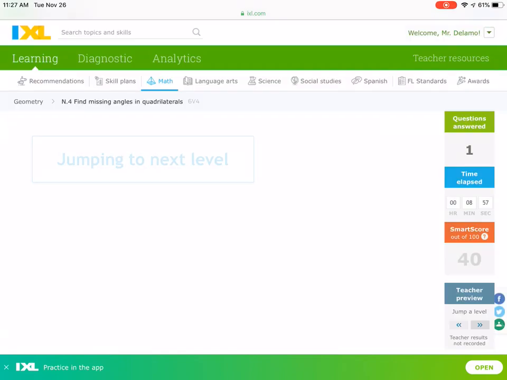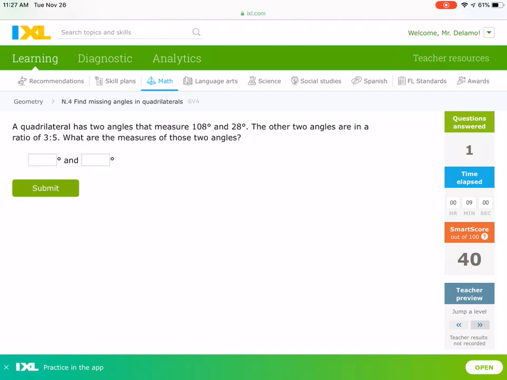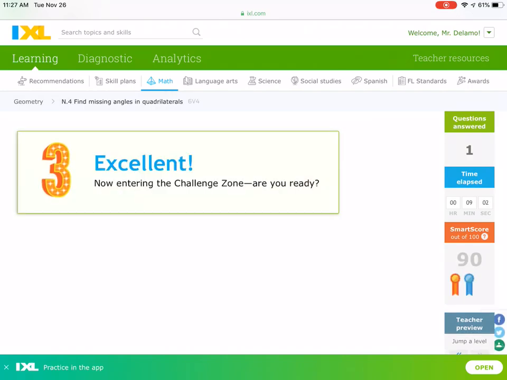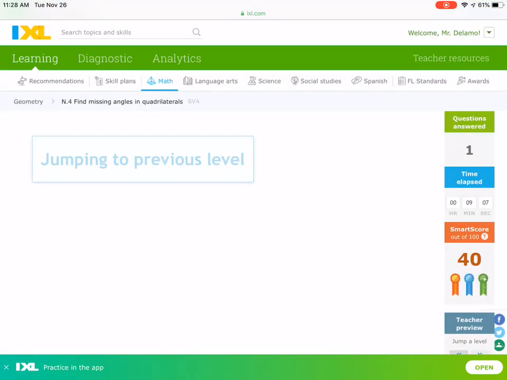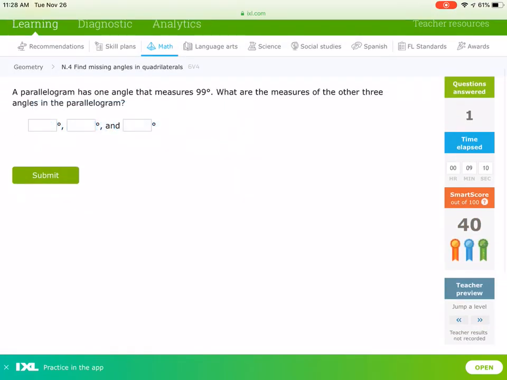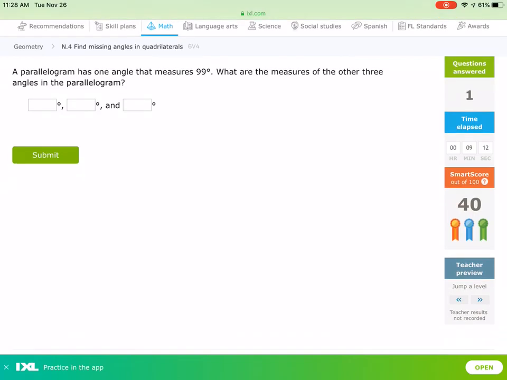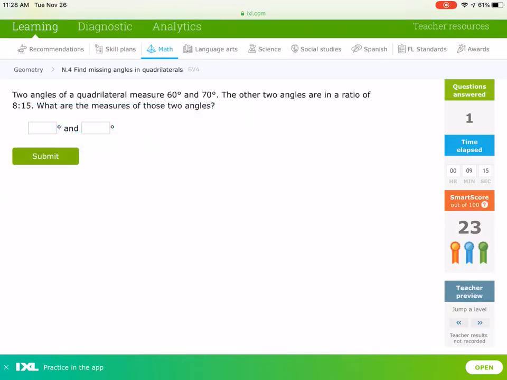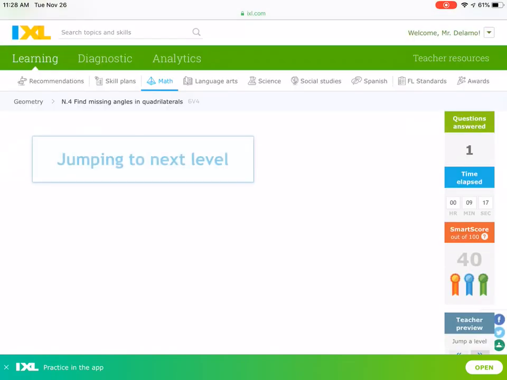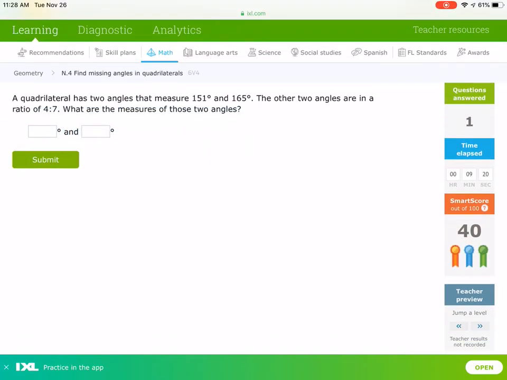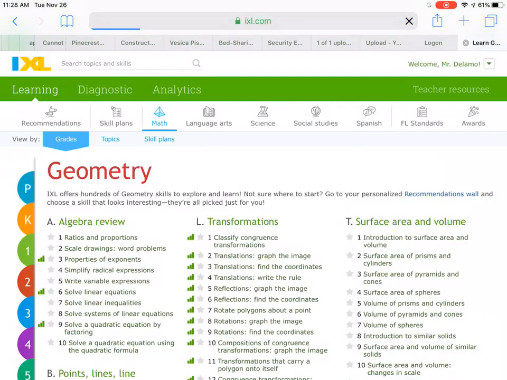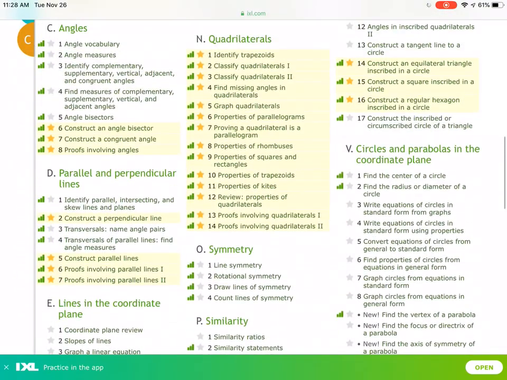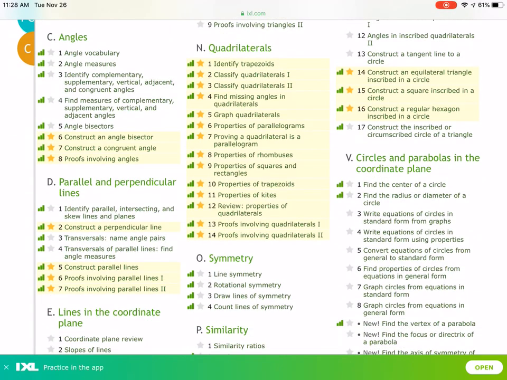Let's jump up a level to a different question. Same kind of question. Parallelogram. I'm surprised there isn't anything about square or kite or rhombus. Okay. Let's go to N5, graph quadrilaterals.